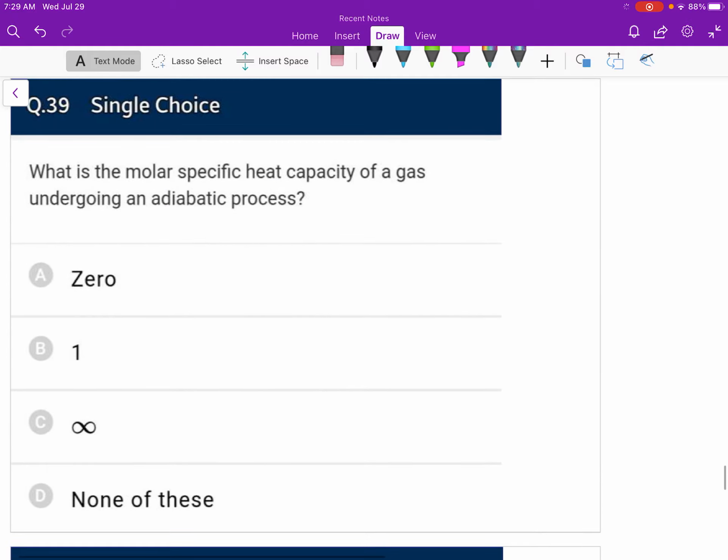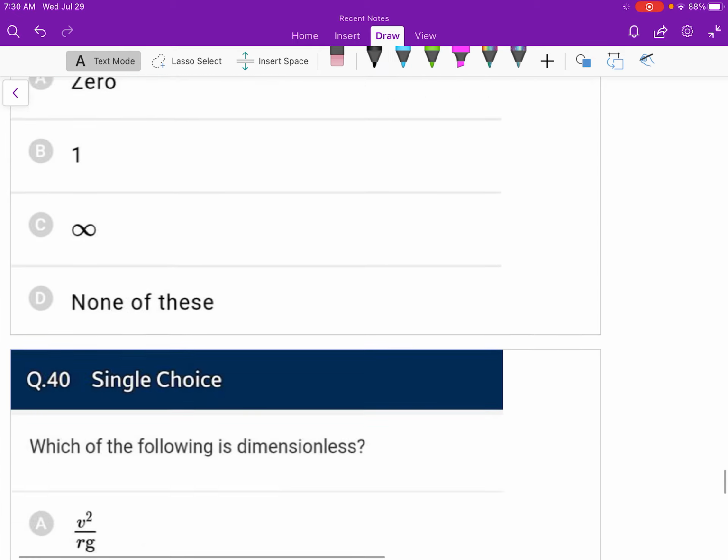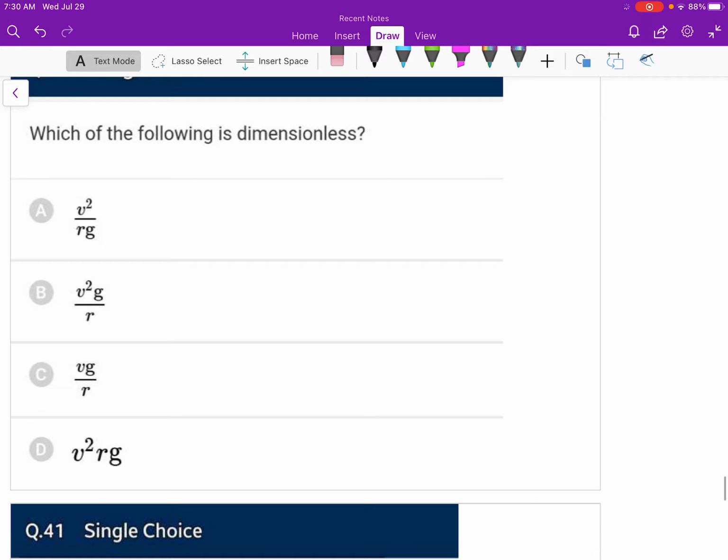What is the molar specific heat of gas undergoing an adiabatic process? So molar specific heat C is Q upon N delta T, and Q is 0 for adiabatic process, so molar specific heat is 0. Which of the following is dimensionless?